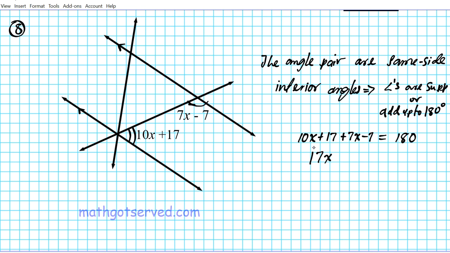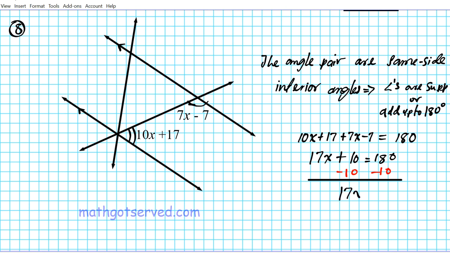All right, so the 10x and the 7x combine to 17x. Positive 17 minus 7, you subtract and keep the sign of the bigger, so that'll be plus 10. That's equal to 180. And then to get this solved, we just subtract 10 from both sides of the equation. And that will give us the resulting equation.